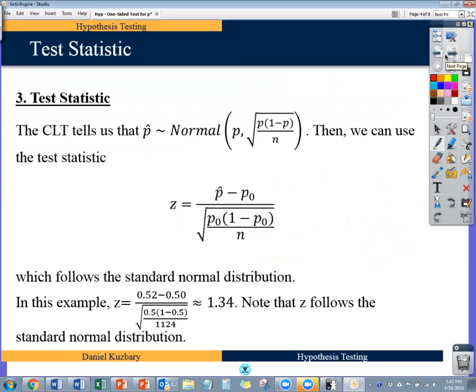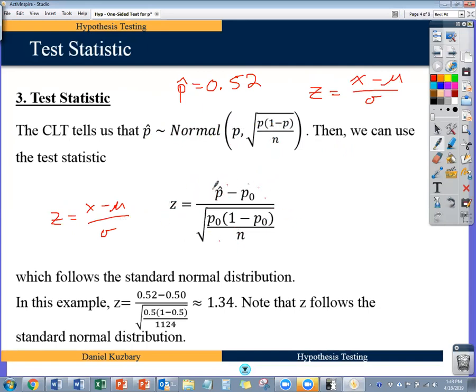Let's go on and talk about the test statistic. So we have p hat. We have that p hat is equal to 0.52. And we know from the central limit theorem that p hat has a normal distribution with the mean p and the standard deviation of this guy right here. And if we find the z-score of this, remember the z-score, you take some value, subtract the mean, divide by the standard deviation. If you take this, subtract the mean, divide by the standard deviation, you get this guy right here. So this is very similar to z equals x minus mu over sigma, where the mu is this thing, the sigma is this thing, and that's x.